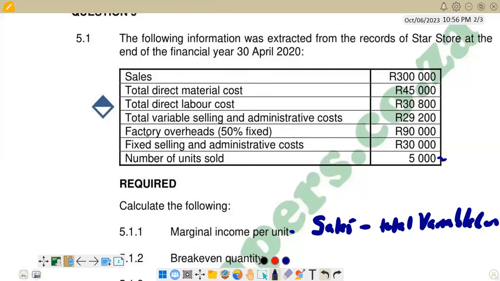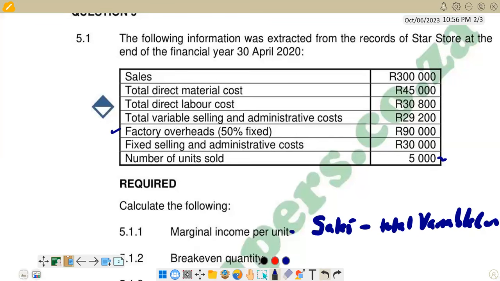Then on factory overheads, we have factory overheads with 50% fixed in brackets. So what does it mean? We have a total of 90,000 there. This 50% fixed in brackets means that 50% of 90,000 is fixed, and the other half is variable.